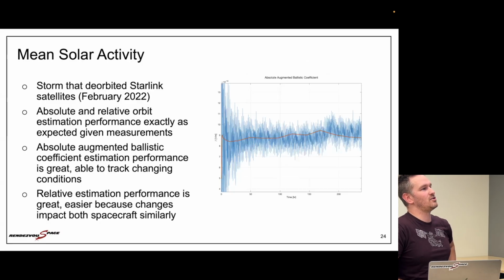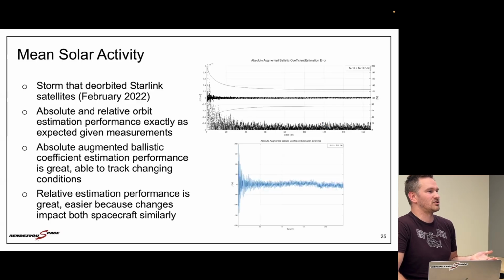So basically you can see there's something happening here with the solar storm. The red line is the ground truth augmented ballistic coefficient, and blue is the estimate of it. And so you can see, yes, we were able to track that storm, and also recover information about the drag environment even without the storm, which is great, right? It's because we were worried about observability. You see, we have nice convergence properties. We end up with errors of something like plus or minus 7% standard deviation, which is great.